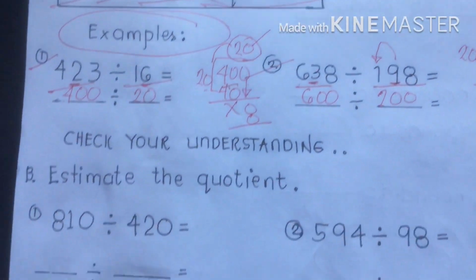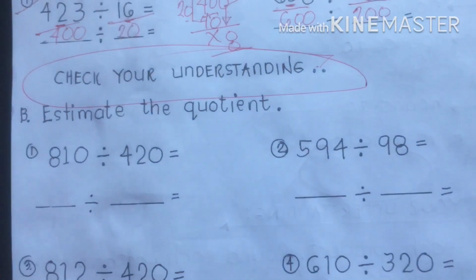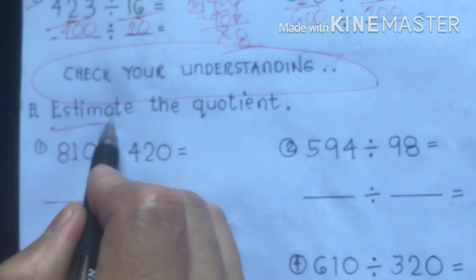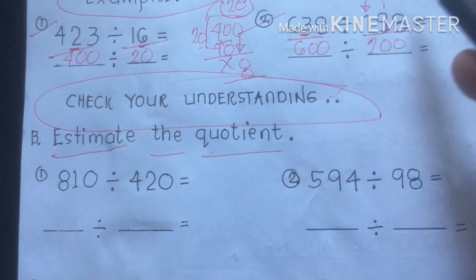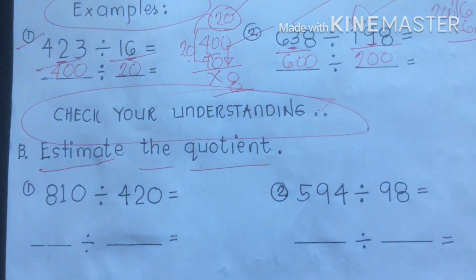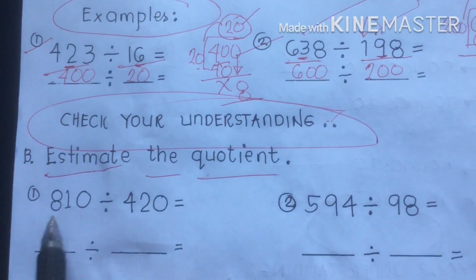Okay, we're going to proceed, guys, to our check your understanding, whether you understand it or not. You are going to estimate first the quotient, just like what I did first. You are going to estimate first before you divide. Let us start with number 1.